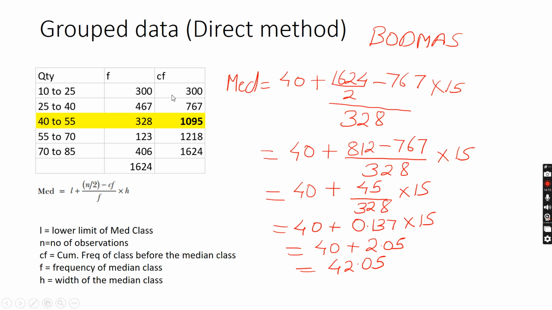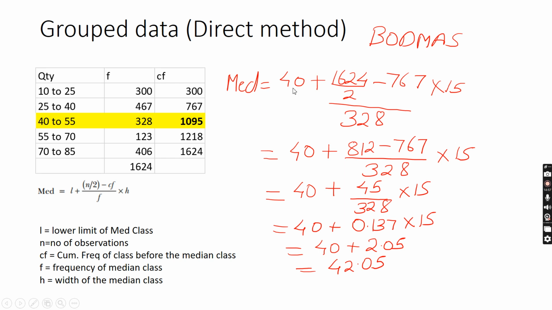I will just revise again. When you are given data, the first step is to calculate the cumulative frequency. If the frequency mentioned for the first class is 300, add the next frequency, 300 plus 467, 767, plus 328, 1095. Then we identify the formula: L plus n by 2 minus Cf upon f, into h. L corresponds to the lower limit of the median class. To find the median class, we divide n by 2, 1624 divided by 2, that is the 812th observation. The 812th observation lies in the third class because the second class can only include up to the 767th position. So the 812th would lie here.